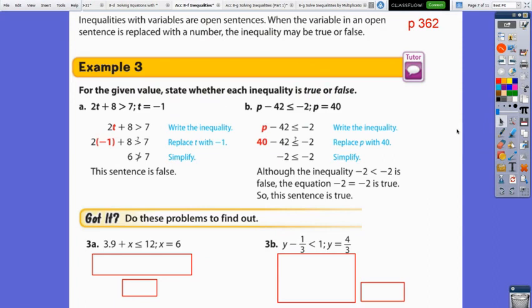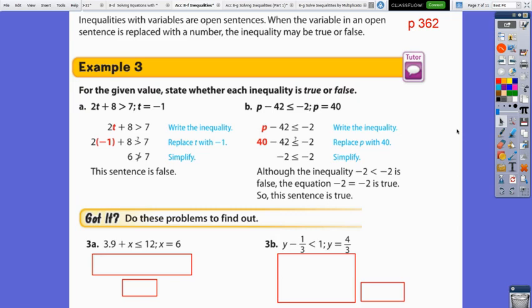All right, so the second thing that's different about inequalities than equations is that inequalities have more than one solution. In fact, most of them have an infinite number of solutions, okay? Any number that makes the inequality true is a solution. So one thing you can be asked to do is to check if a number is a solution to an inequality, or does it make the inequality true or false?